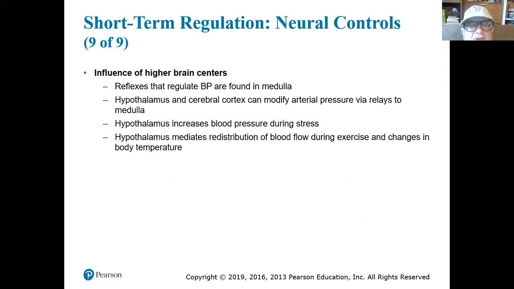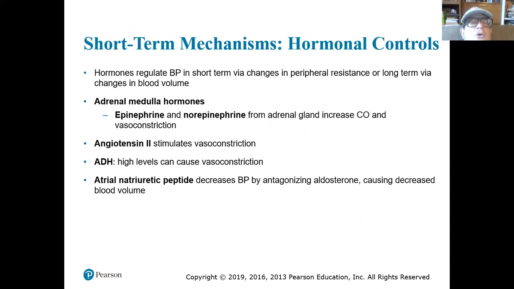Hypothalamus, cerebral cortex. All right. So hormones regulate blood pressure in short-term changes in peripheral resistance or long-term changes in blood volume.